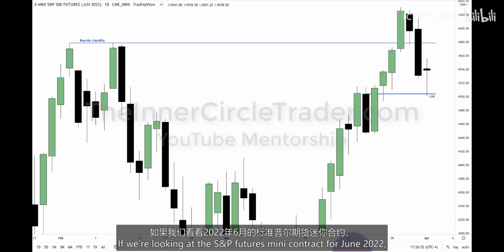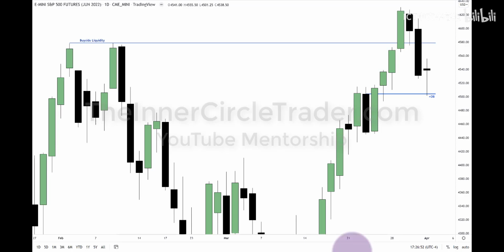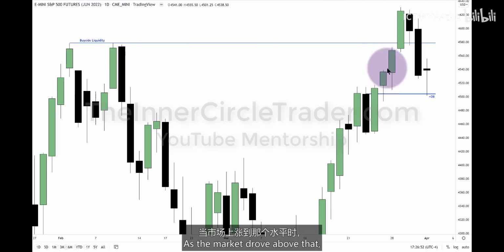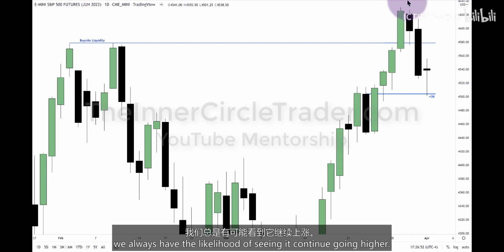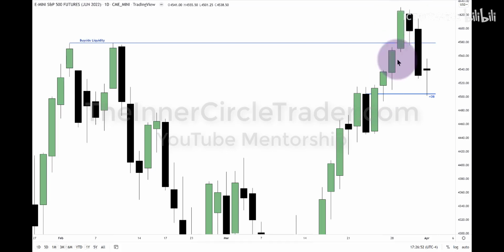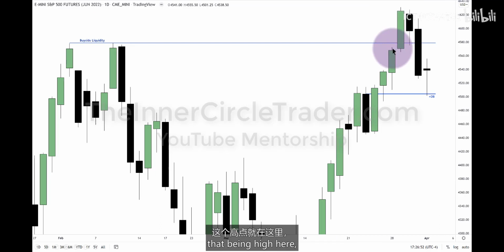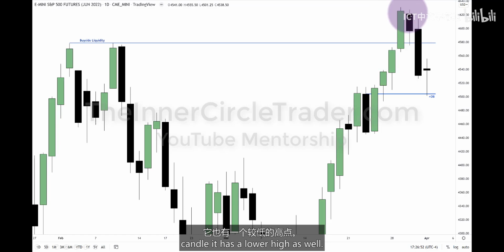If we're looking at the S&P futures mini contract for June 2022, you can see we recently traded up above the relative equal highs. So buy stops and buy side liquidity were resting right above here. So as the market drove above that, we always have the likelihood of seeing it continue going higher. But whenever it goes above relative equal highs and then we get a swing high like this, that being the high here, lower than the higher candle here, and the next candle after this candle has a lower high as well. So it's a swing high, not to be confused with a fractal that's used like in MT4.